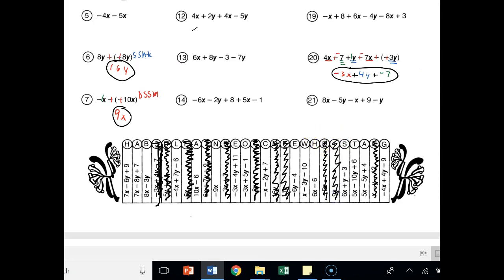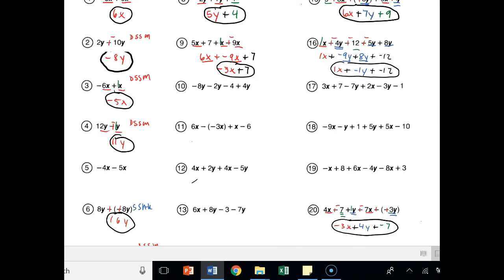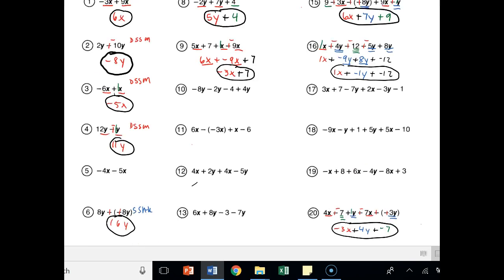Let's do one or two more difficult ones. Let's take a look at 17, please. So as I go through, I make sure I have plus a negative, plus a negative, plus a negative. And now I go through and find my like terms. So 3x and 2x, 7 and negative 1, and then negative 7y and negative 3y. So please underline like I've underlined. It really helps you see what your like terms are.